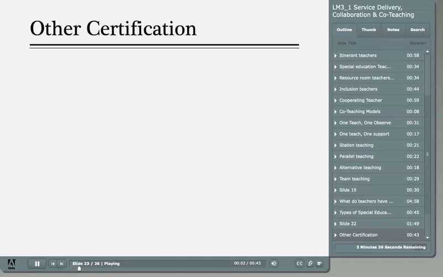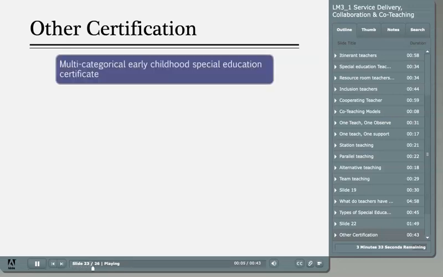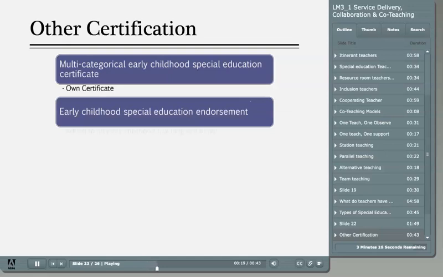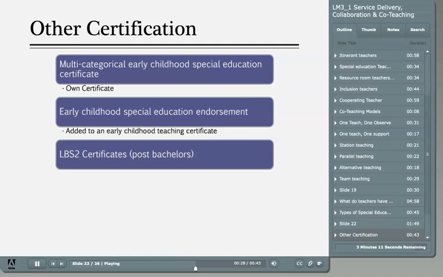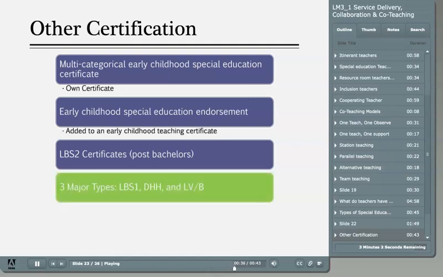There are other special education certifications and endorsements in Illinois, and we'll only lightly discuss these. There is a multi-categorical early childhood special education certificate, and there's also an early childhood special education endorsement that can be attached to an early childhood teaching certificate. Furthermore, there are advanced special education teaching certificates called Learning and Behavior Specialist 2 certificates. It will be most important for you to remember that there are 3 major types of certifications, including LBS 1, DHH, and LVB.